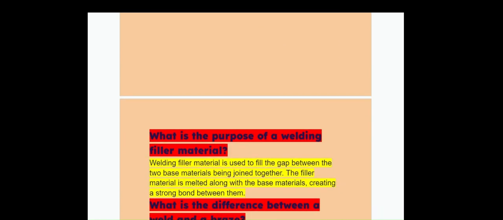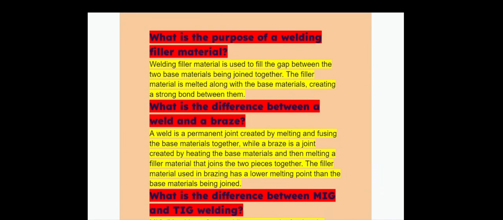What is the purpose of a welding filler material? Welding filler material is used to fill the gap between the two base materials being joined together. The filler material is melted along with the base materials, creating a strong bond between them.